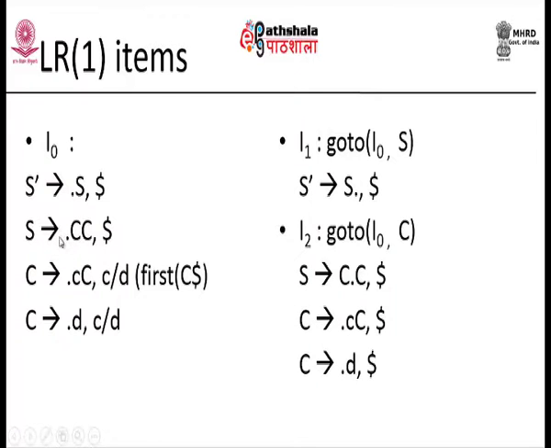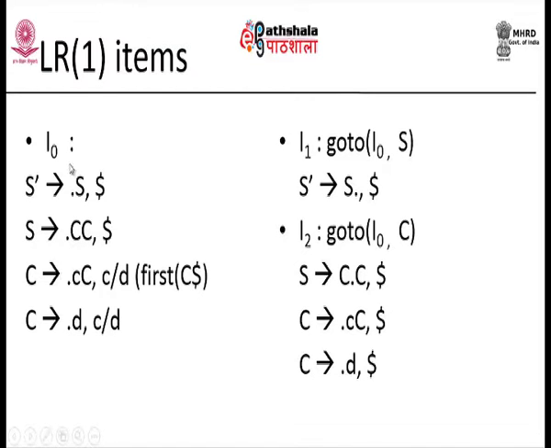Now, again I have alpha dot B beta. So, this B will be capital C, beta is capital C and this is your A. So, C is your beta. So, first of C dollar will be C slash D. So, which is nothing but I have to add the productions of C with the A component as either C or D. So, I am combining here two items together where it differs only by the last component C slash D, C or D. Similarly, I have to add the productions of C produces dot D with a C slash D.